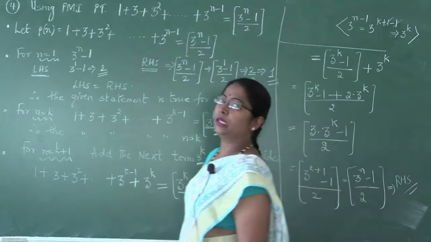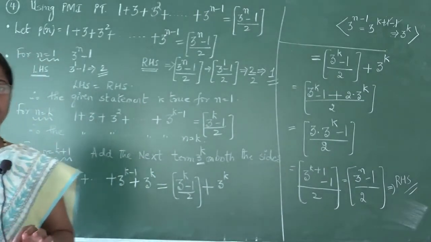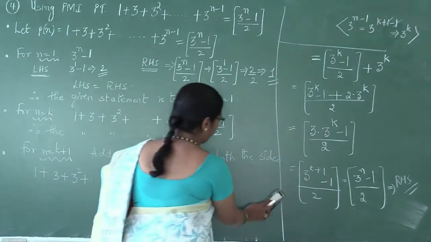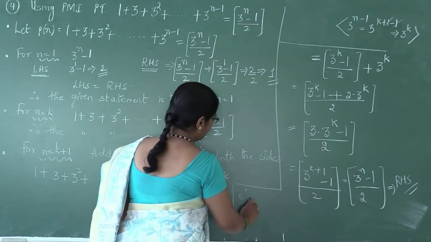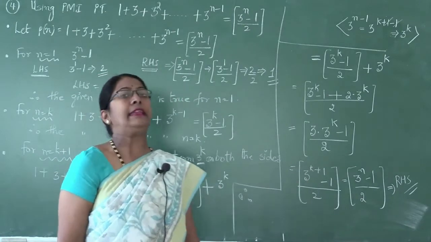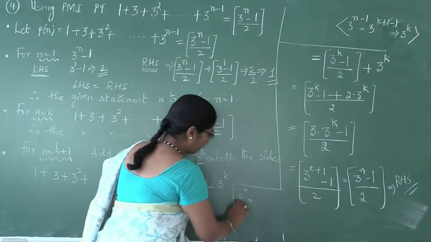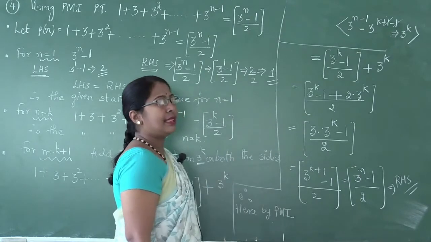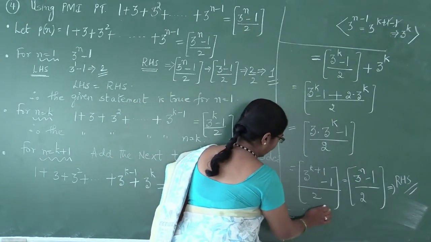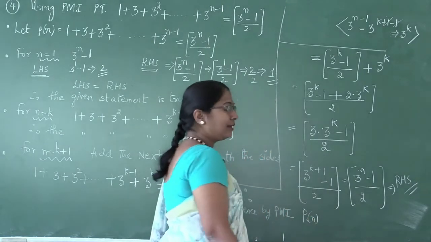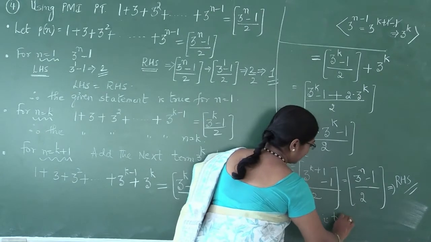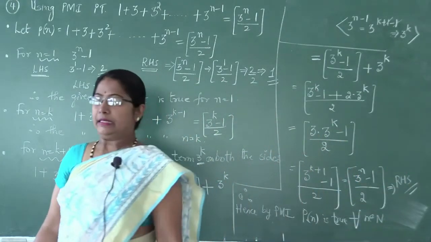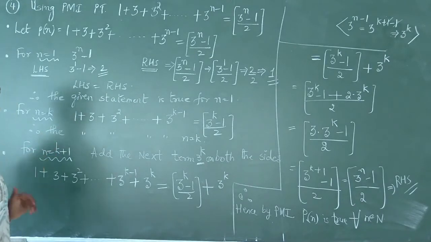Now, what will be the final conclusion? Therefore, the given statement is true for n equal to k plus 1, and the conclusion will be: hence by PMI, the given statement is true, or you can write P of n, because we have called the given statement P of n, is true for all n belongs to N. n is a positive integer. This is all about the fourth problem.